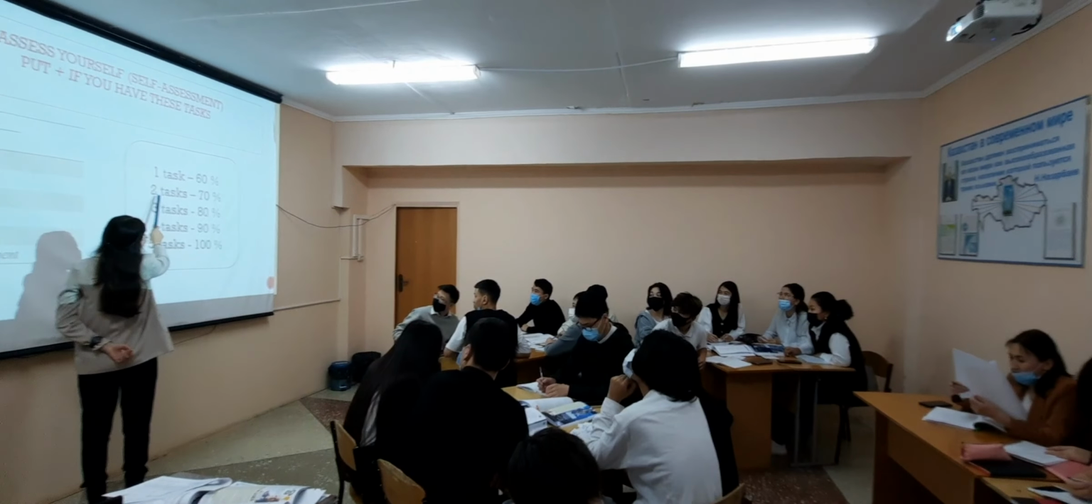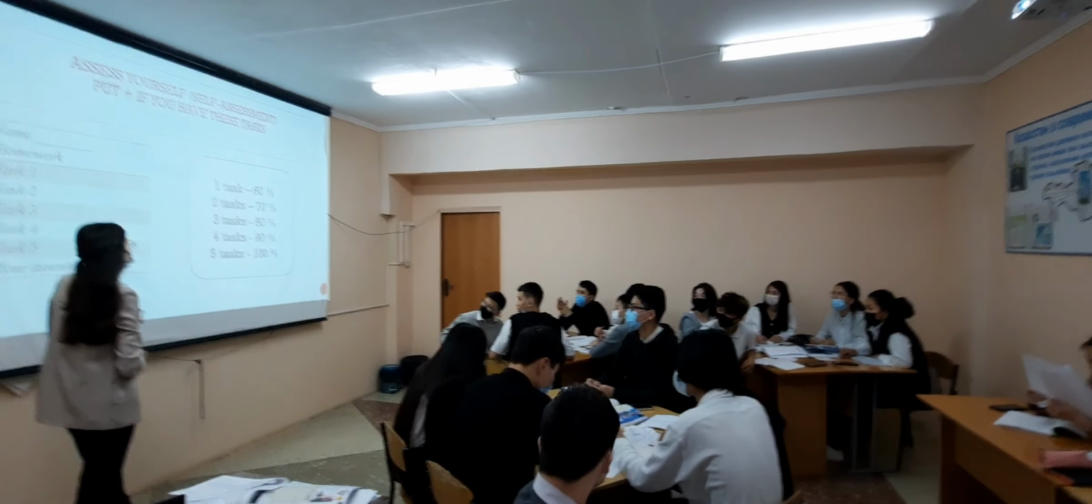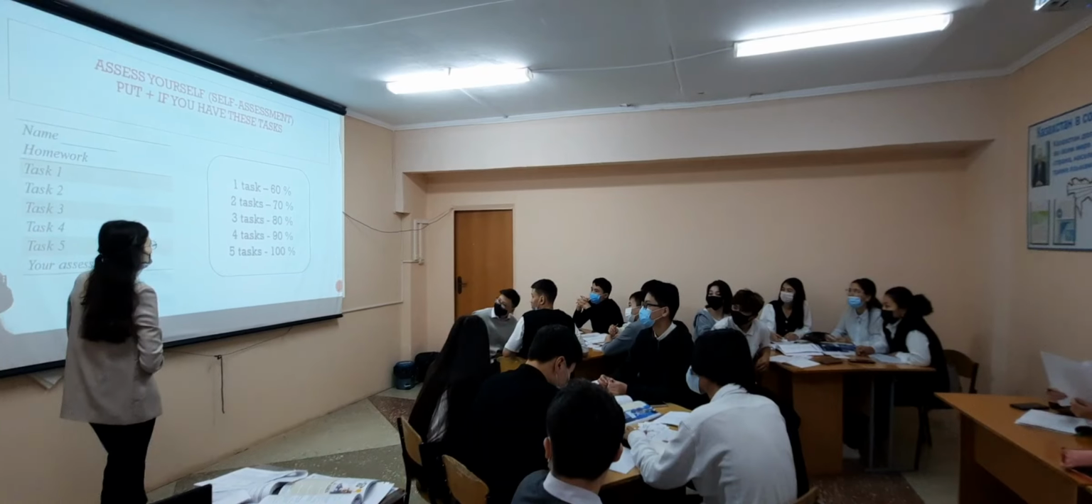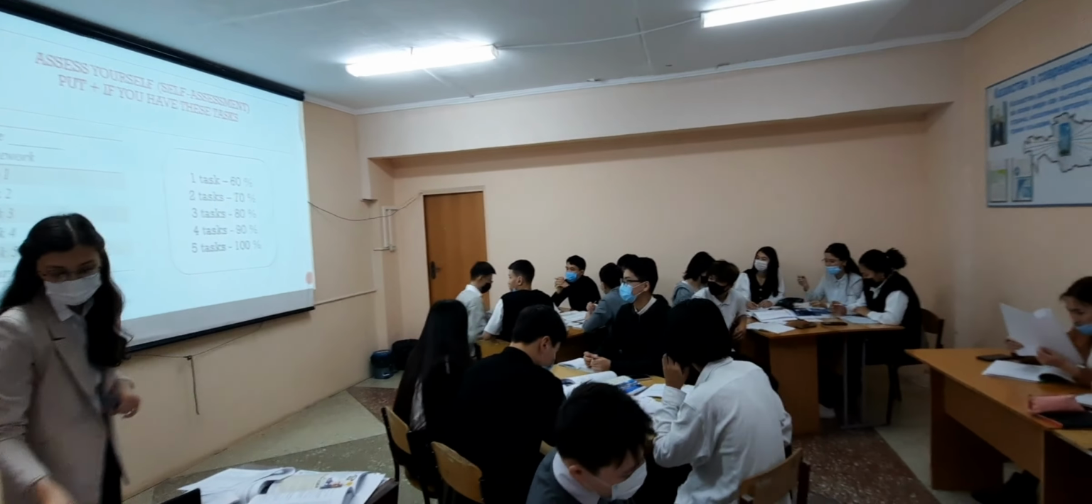If you do 2 tasks, you get 70, yes? If you do 3 tasks, you get 80, 4 tasks 90, and 5 tasks 100. Is it understandable? Yes. Okay.